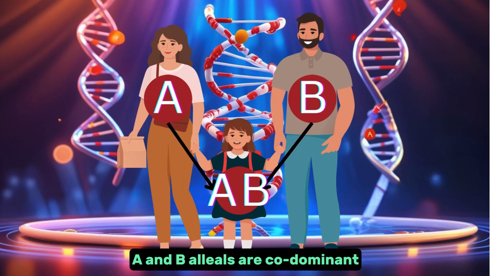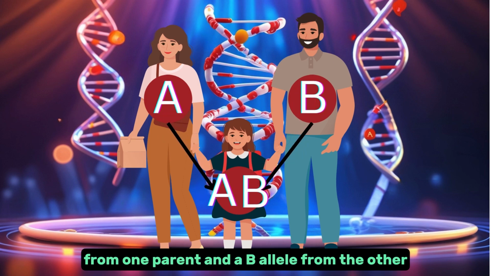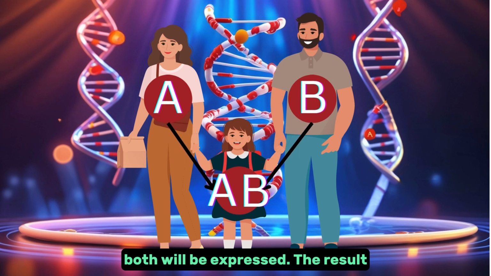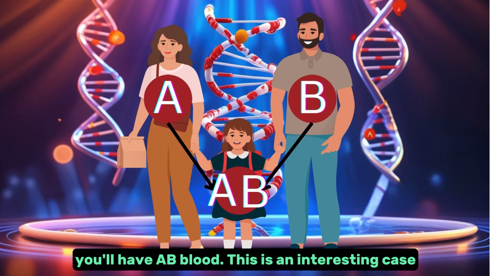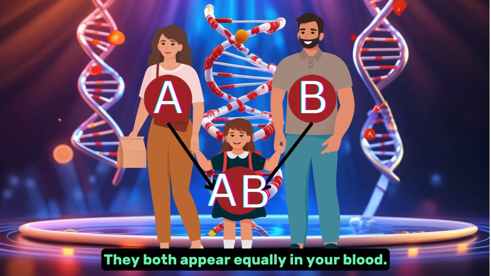A and B alleles are codominant. This means that if you inherit both an A allele from one parent and a B allele from the other, both will be expressed. The result? You'll have AB blood. This is an interesting case because neither A nor B is dominant over the other. They both appear equally in your blood.